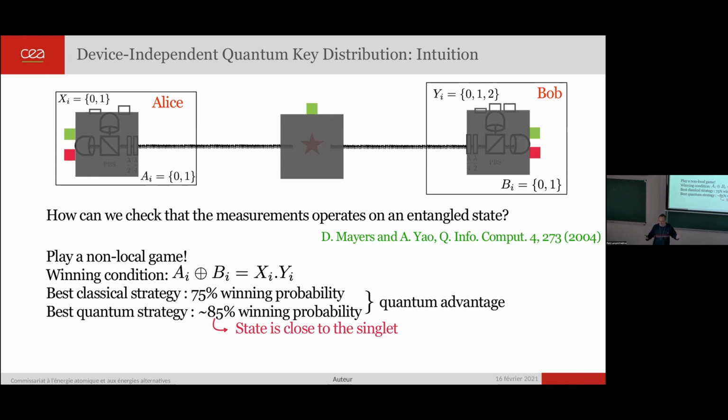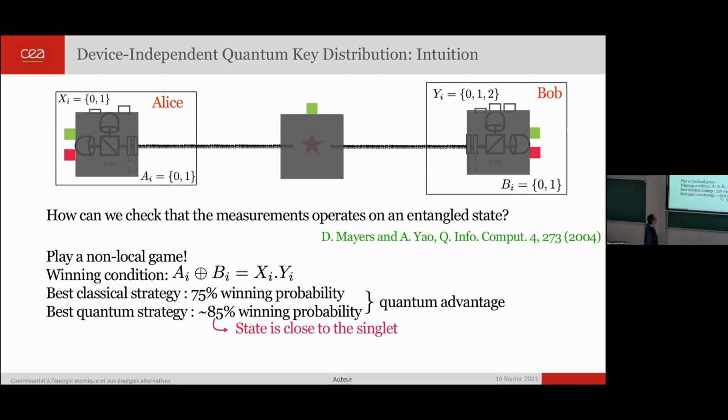The intuition here was brought already by Mayers and Yao in 2004: even if we don't assume the state being produced is something specific, like a single state, maybe the statistics that we observe will allow us to infer that this is the state we measure. And if we are able to infer it, then we should also have the properties of the usual QKD protocol. So how do we do that?